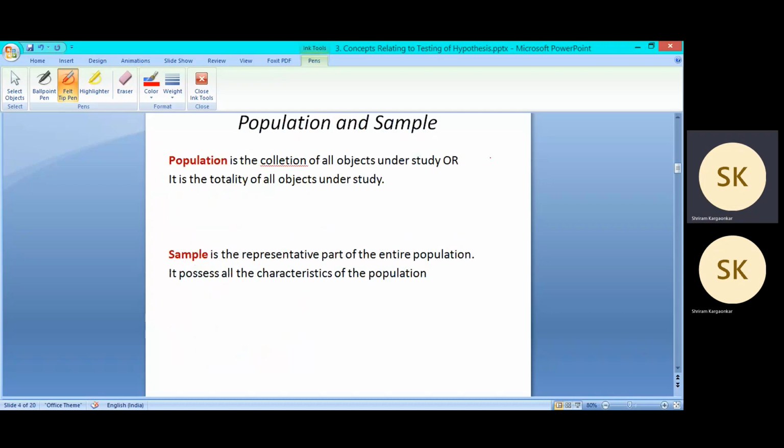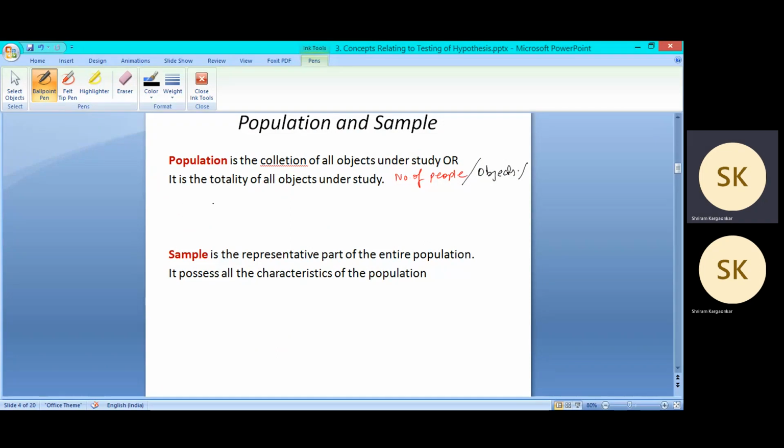Now population and sample. So what is the population? It is the collection of all objects under study, or it is the totality of all objects under study. In statistics, population does not necessarily mean number of people. It can be any objects, a collection of objects, or names of cities, or names of some living or non-living things. So population can be anything which comes under study. A group or collection of each and every object is the population.